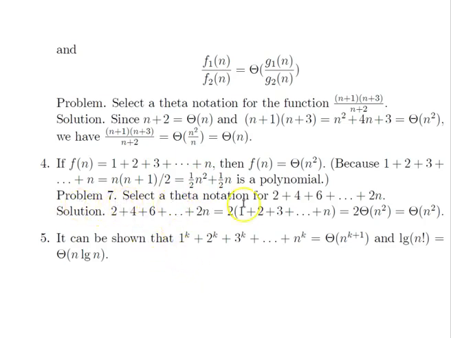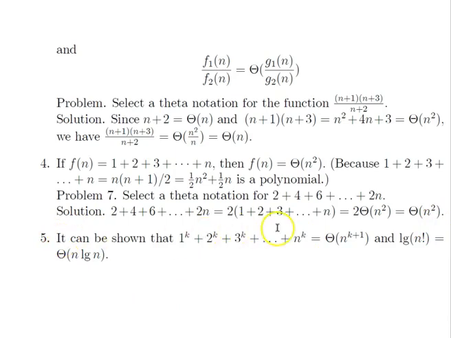Problem 7. Select theta notation for this sum. This sum can be written this way, just factor out a 2, then it is 2 theta of n squared, and a constant factor can be ignored. So the function is just theta of n squared.